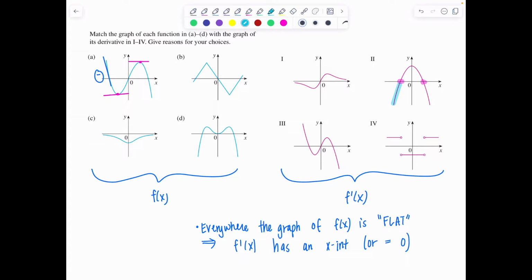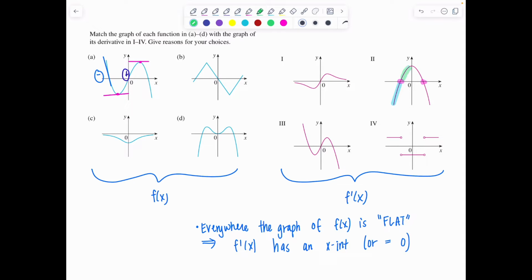Okay, let's continue. Let's make sure this was a good choice. All of the slopes of the tangent lines now in this middle portion, these are positive slopes, positive. So what does that mean for the derivative? If the derivative is positive, it should be above the x-axis.